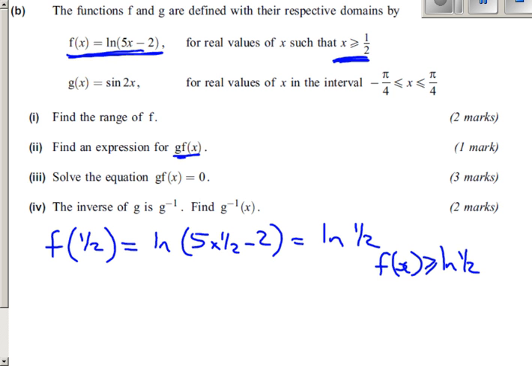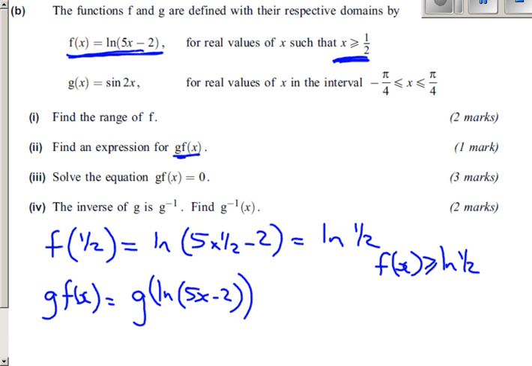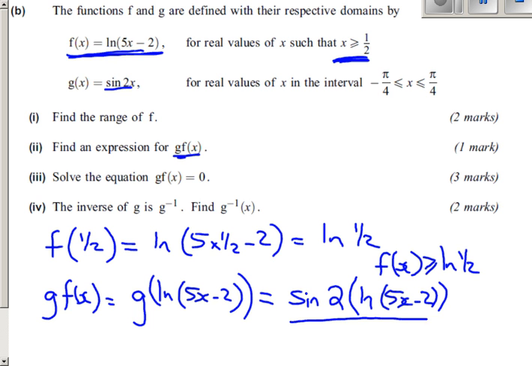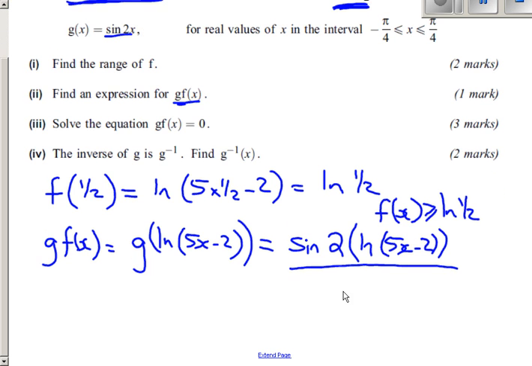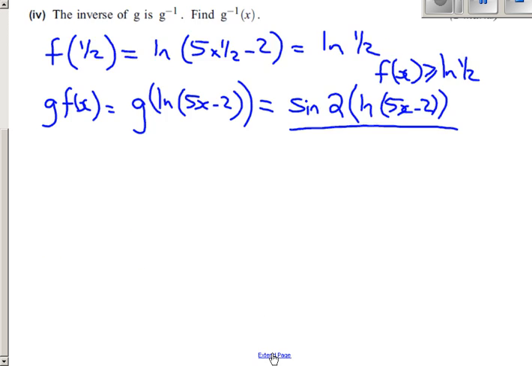Find an expression of g of f. Well, g of f of x is the same as g of the ln of 5x take away 2, because that's what f is. And what does g do to it? Well, g does the sine of two of them. So I've got the sine of 2 lots of the ln of 5x take away 2. And there is my g of f. Lots of brackets there, and the mark scheme is quite specific that you have to have those brackets in there, especially the two around the 5x take away 2.